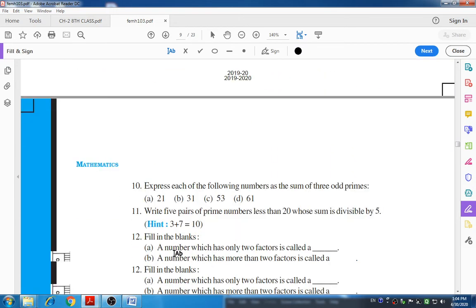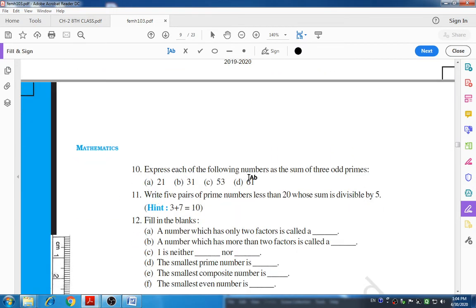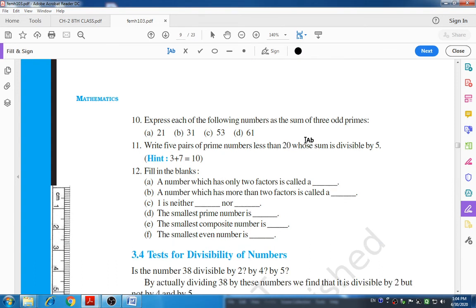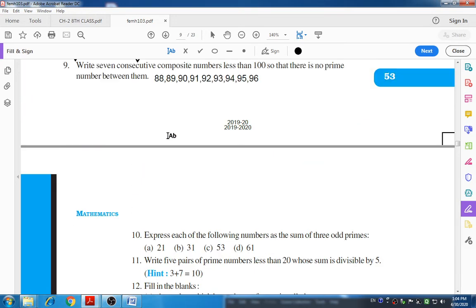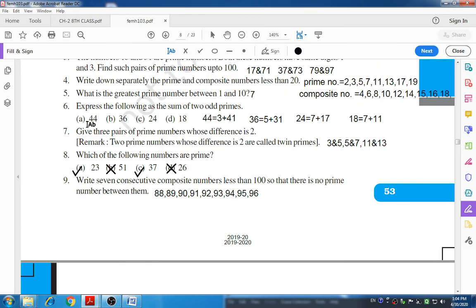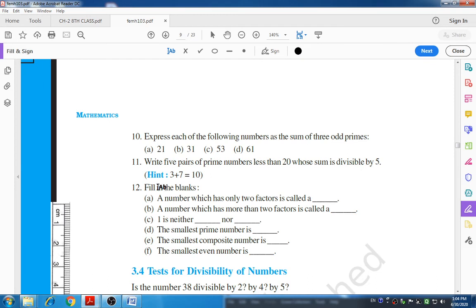Now the next question is, express each of the following numbers as the sum of 3 odd primes. Okay, sum of 3 odd primes. Then this question you have to solve yourself. This question is just like question 6. Here it was the sum of 2 odd primes and they ask here the sum of 3 odd primes, and you have to solve this yourself.